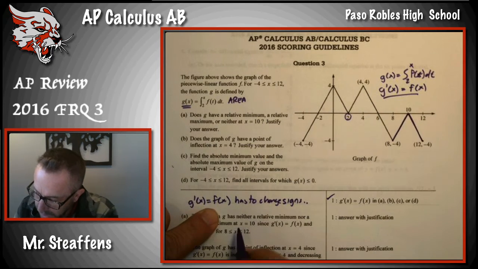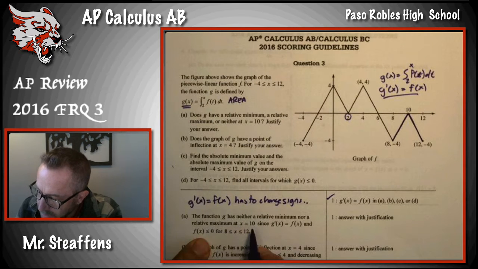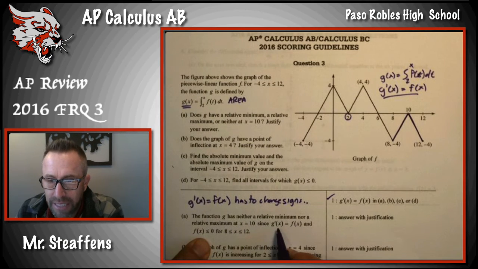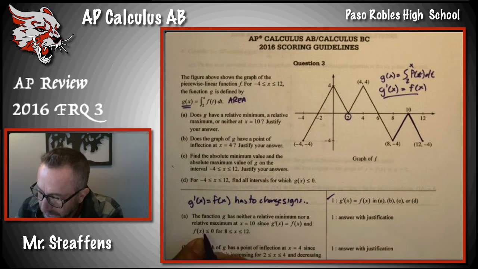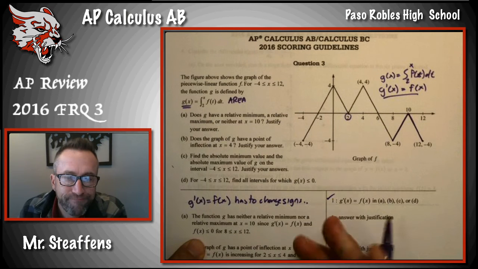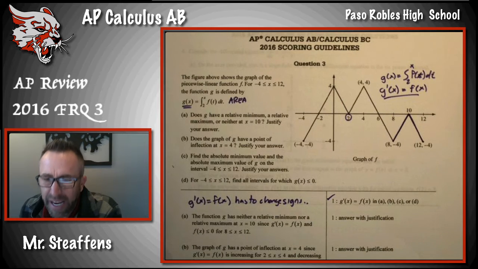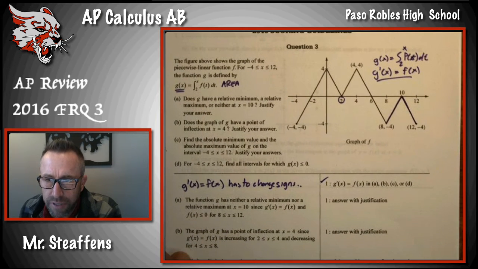So I need to explain that there is neither a minimum or a maximum at x equals 10 because g prime of x, which is f of x, is always less than 0, or negative. So it does not change signs, therefore, neither minimum nor maximum. All right, part B. Part B is going to ask us about inflection points for this graph.